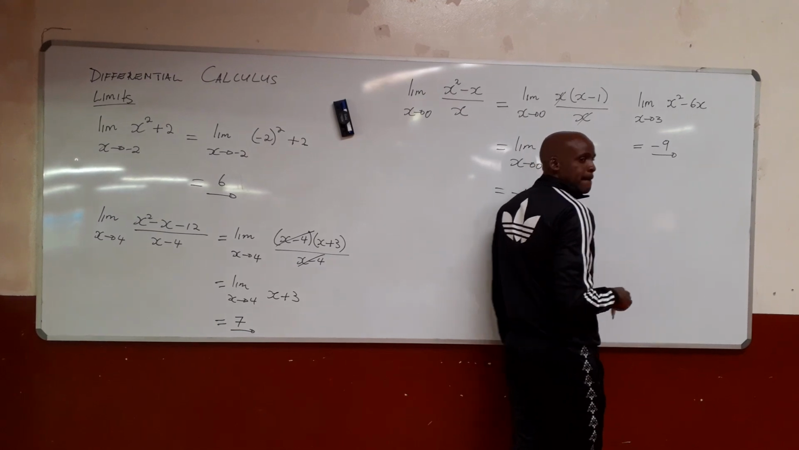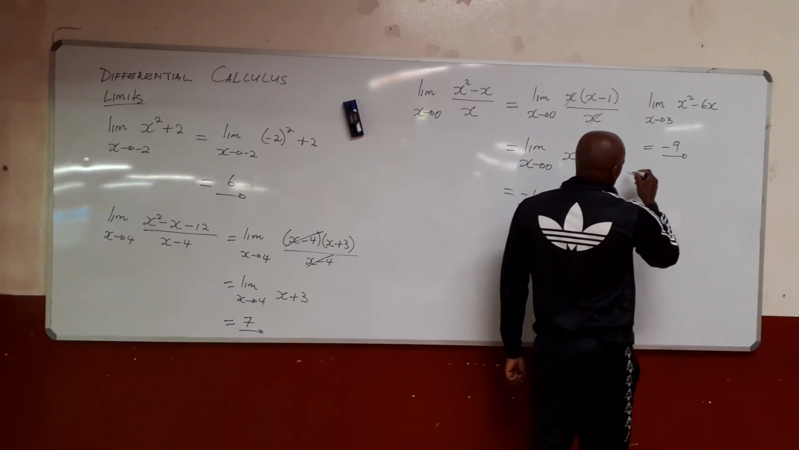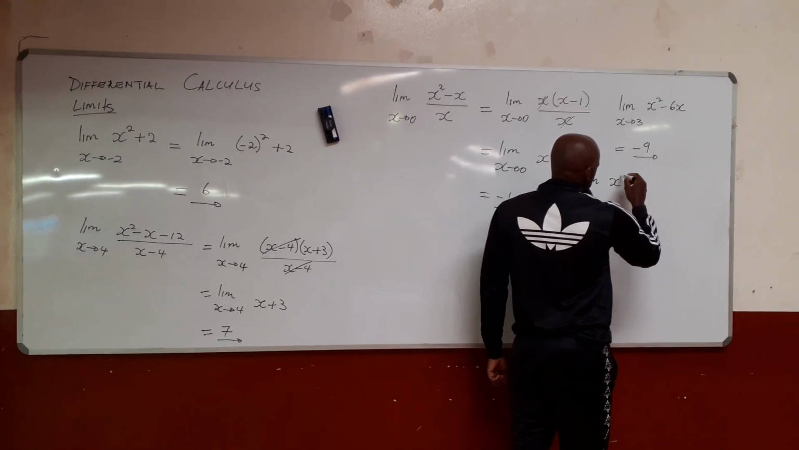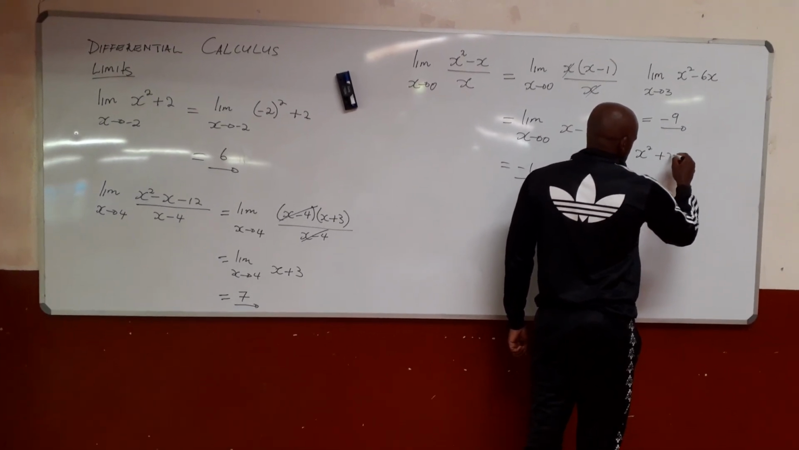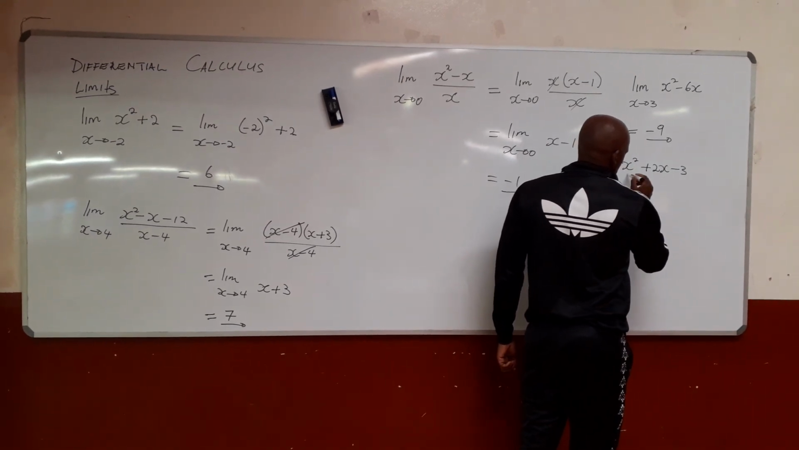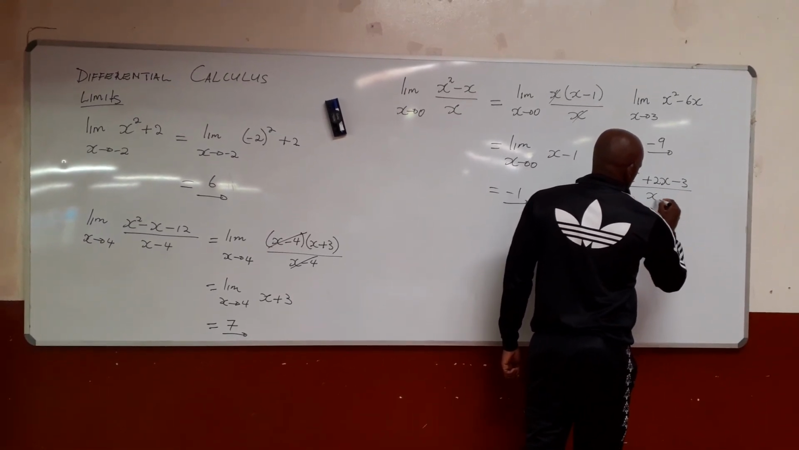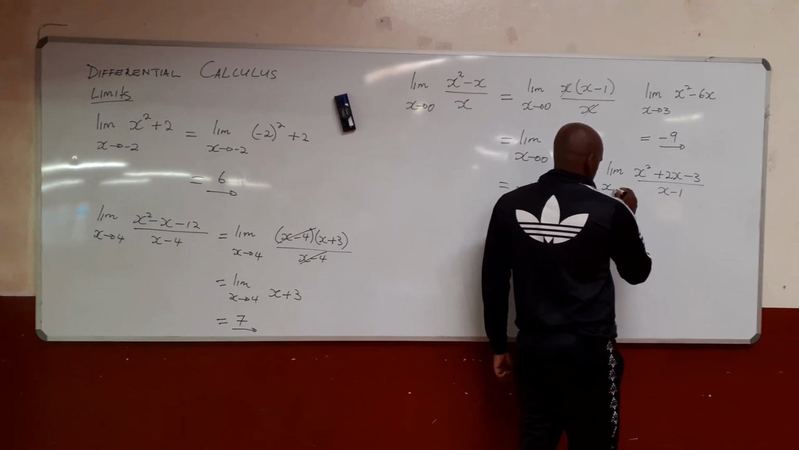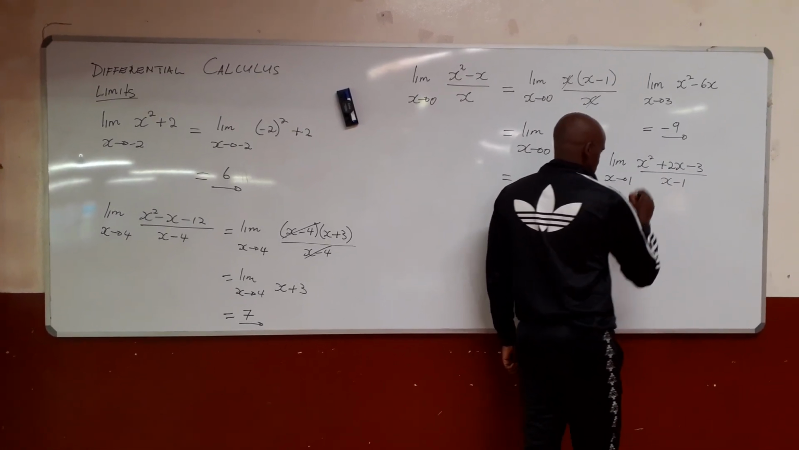The next one? Find the limit of x squared plus 2x minus 3, all over x minus 1, where x approaches 1.